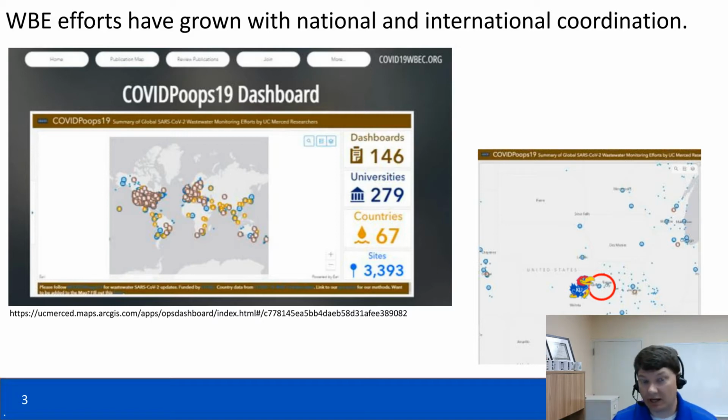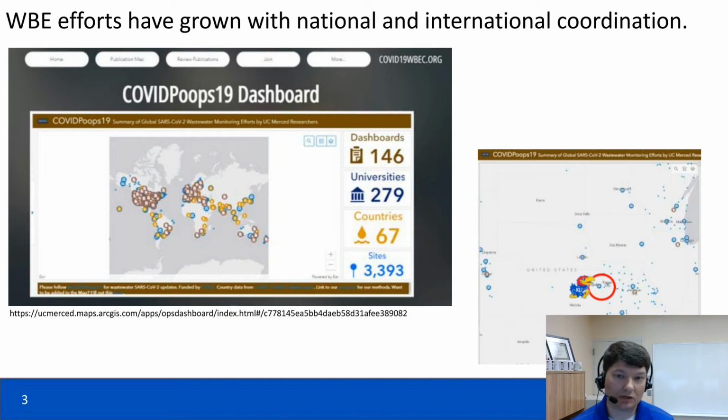Wastewater-based epidemiology efforts have grown with national and international coordination. And so you've seen lots of communities jump on board to start monitoring SARS-CoV-2 concentrations in wastewater, lots of dashboards out there. And this is just a dashboard, COVID Poops 19, that's looking at the number of dashboards that are available, universities, countries, and sites that are participating in this monitoring effort.